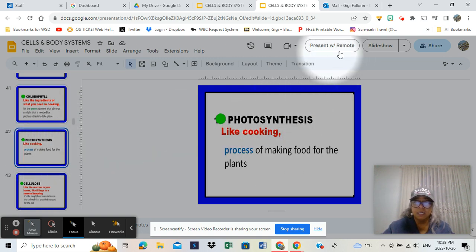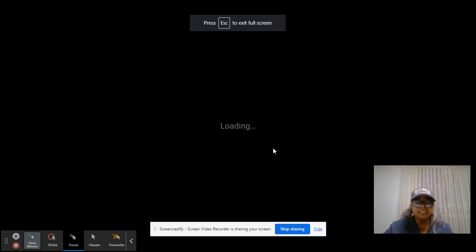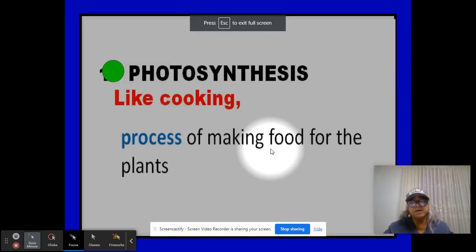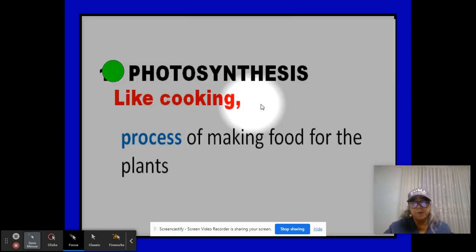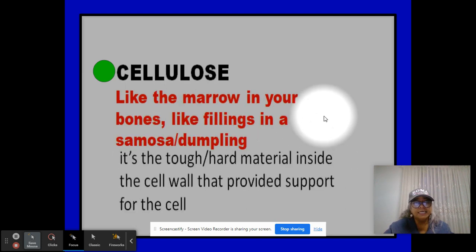This had been mentioned earlier, right? So, what is photosynthesis? You can think of it as the cooking process, or the process of making food for the plants. And another big word would be cellulose. It's just like the marrow in your bones, like fillings in a samosa or dumpling or a spring roll, right? So it's the tough, hard material inside the cell wall that provides support for the cell.